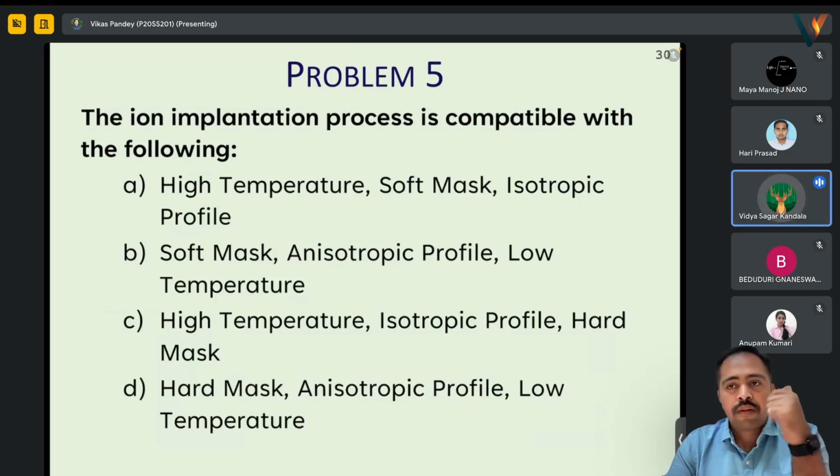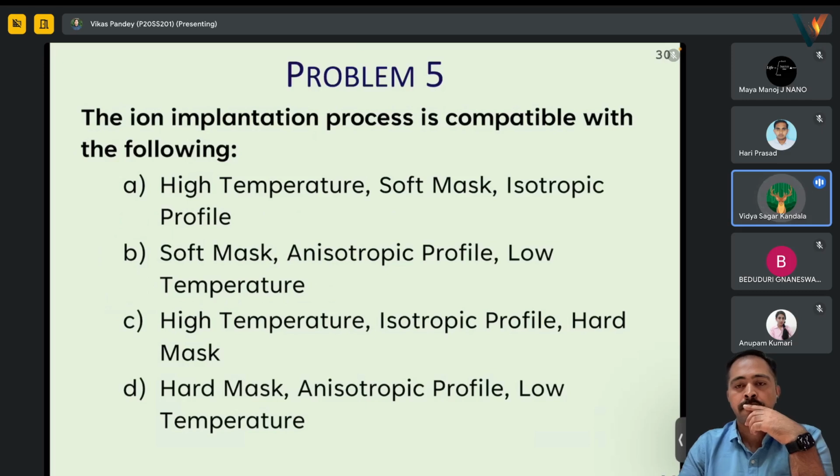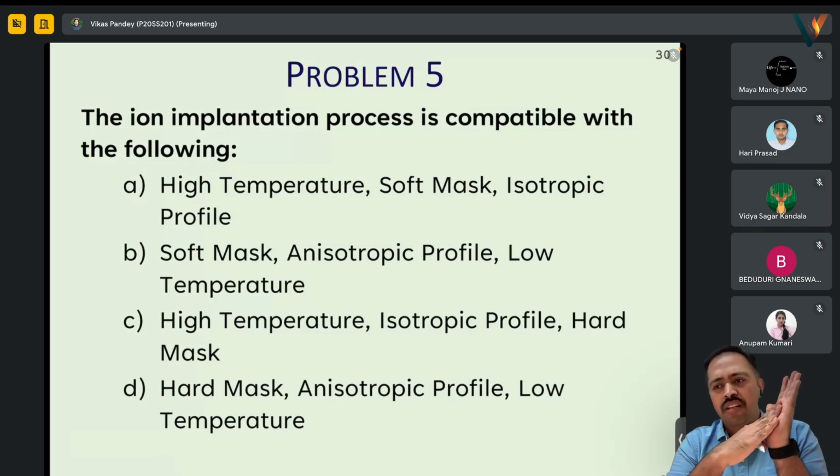Sir, substrate temperature means the temperature of the wafer, like how it is heated? Yes, of the wafer that can be heated. Say in annealing, I heat this wafer, so inside there is a temperature. You mean the substrate temperature? No, the substrate is very thin, right?